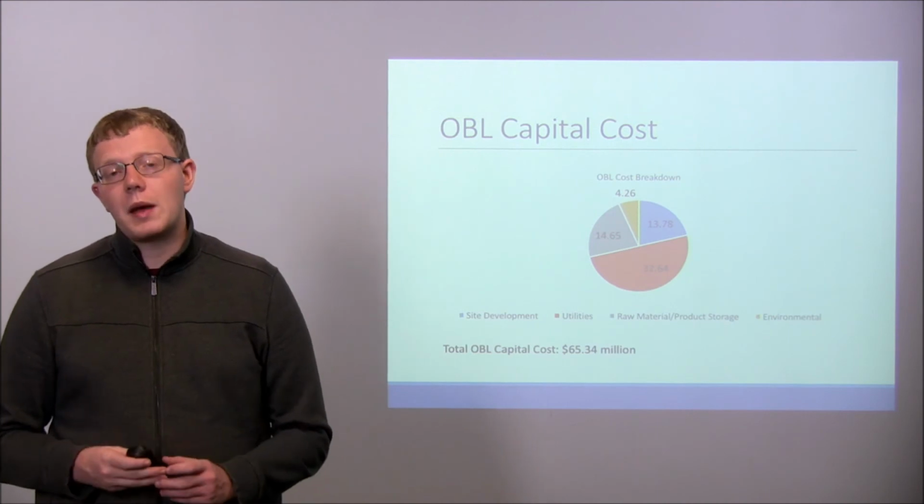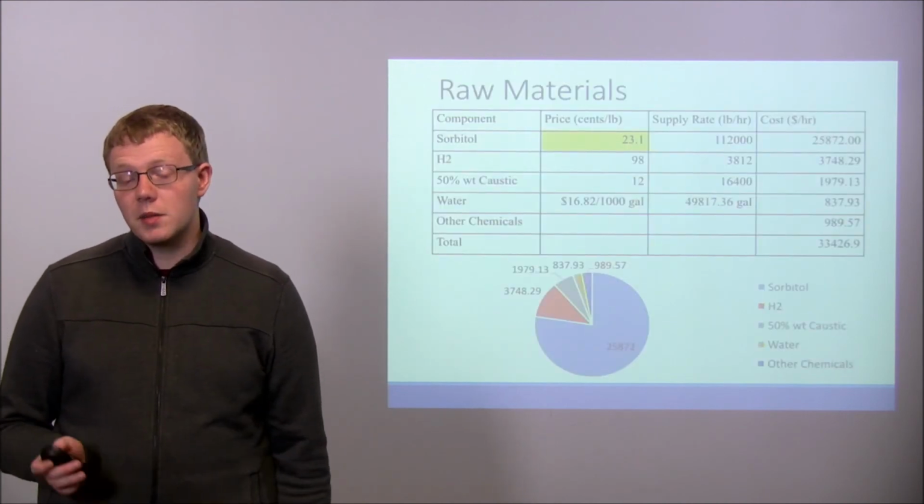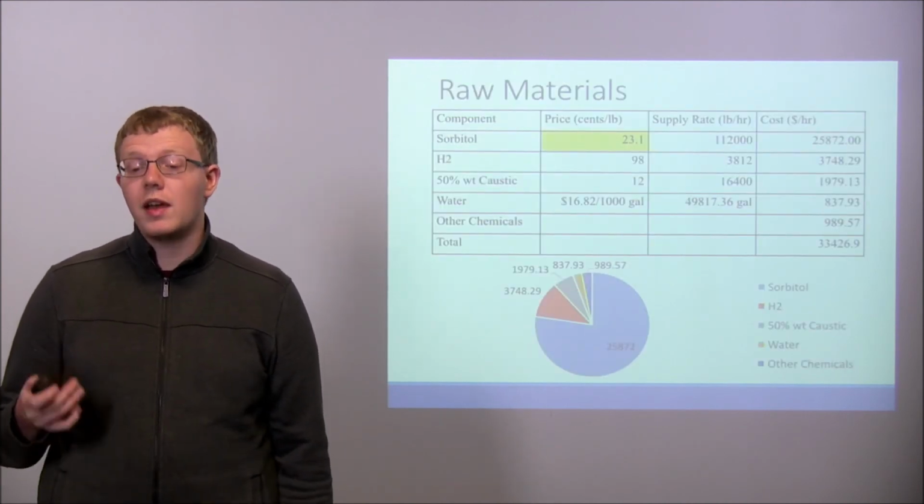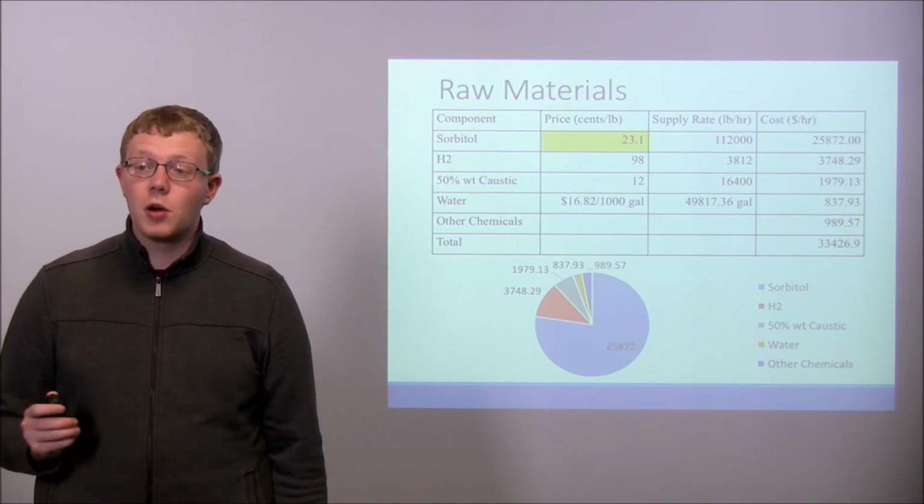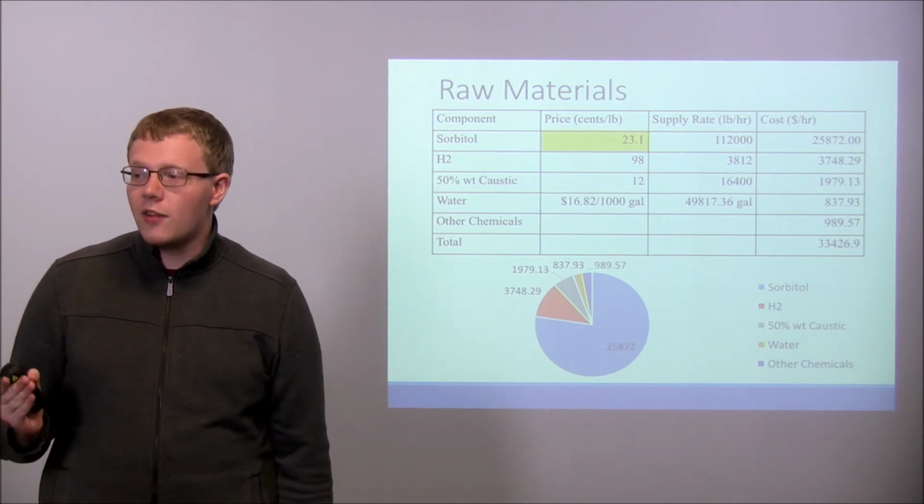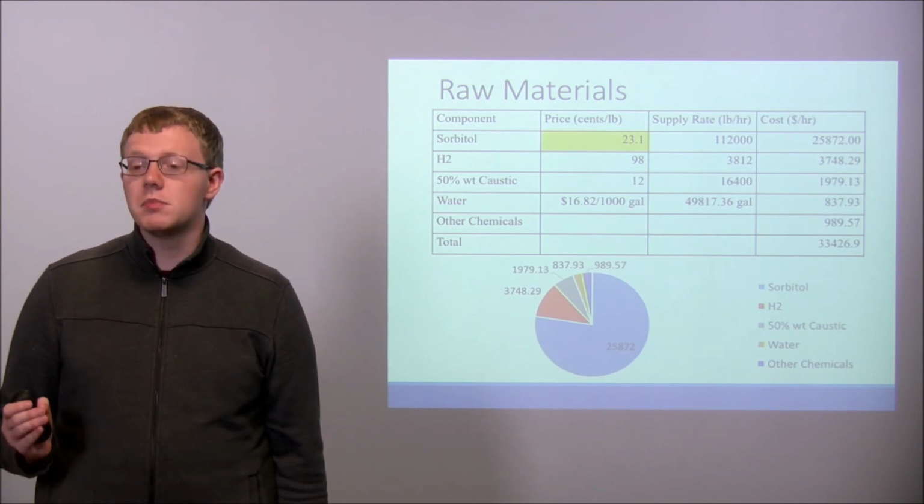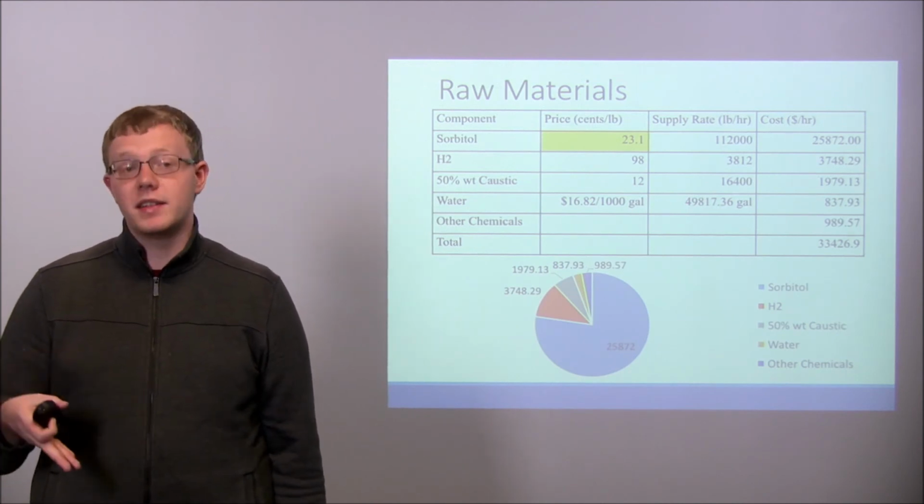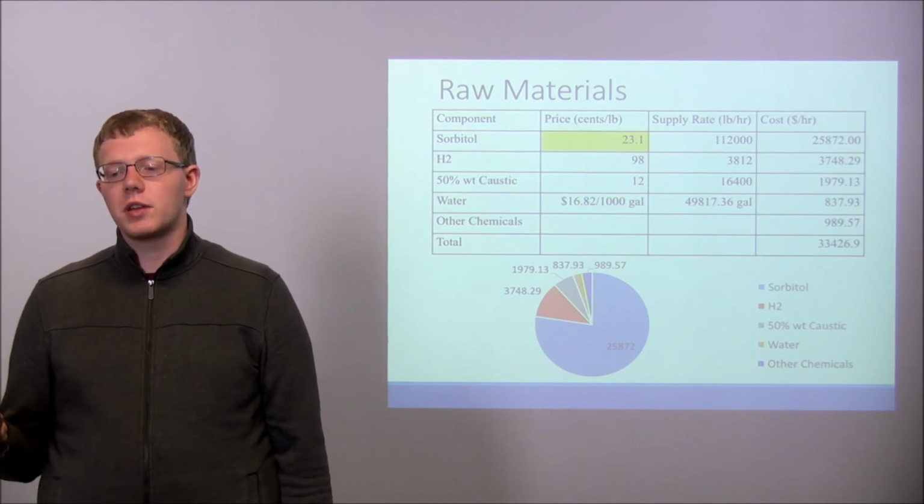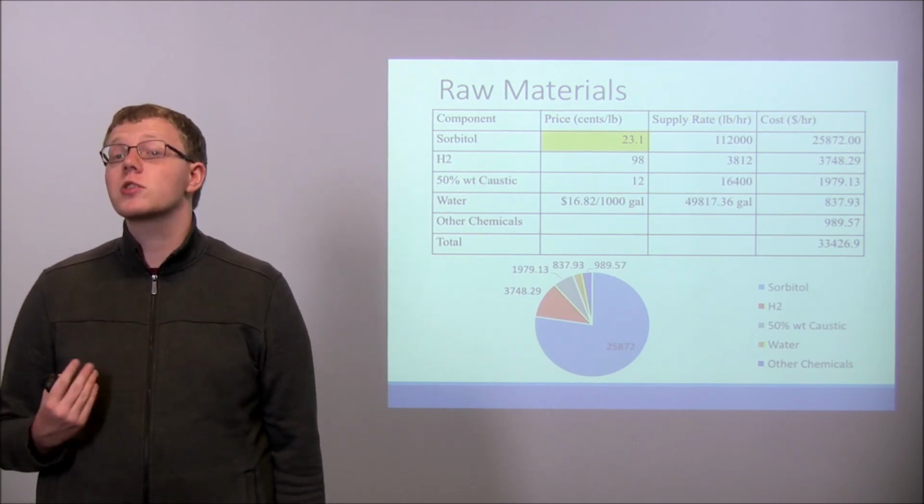Moving on from capital costs, we then look at operating costs, and the primary area of that is raw materials. We're using 4 main raw materials, the first one being sorbitol, which is by far the most important. It is our main reactant in the reaction. It generates all the things we're looking for, and we're using by far the largest quantity of it.